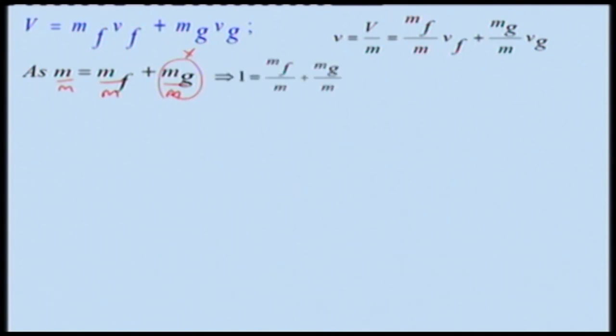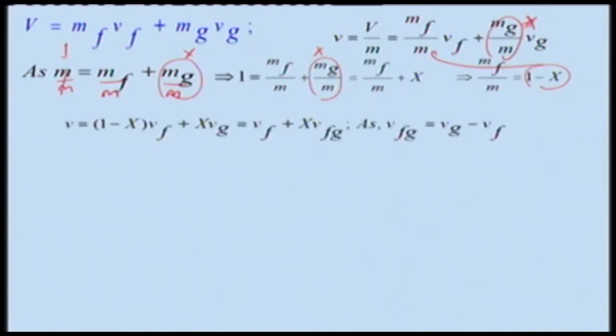So, then I can write that this becomes 1, and as I told, this is nothing but x. So, this is mf by m plus x, and I can write that mf by m is nothing but 1 minus x. If I put this term here, the specific volume is nothing but (1 minus x) vf plus x vg. We can also write vf plus x vfg, where vfg is nothing but vg minus vf. Therefore, one can define x as (v minus vf) divided by (vg minus vf).